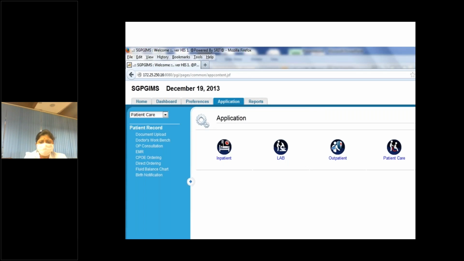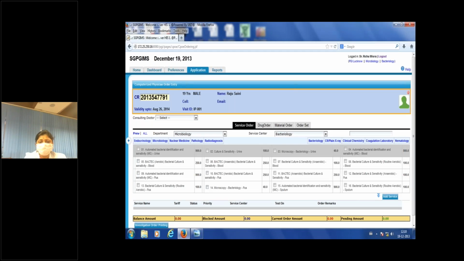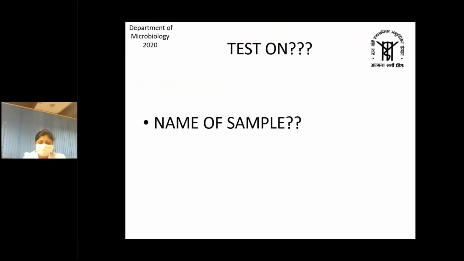As we are all, I think, familiar by now with the hospital information system, there is a window which says CPOE, that is computerized physician order entry, from where we can order various services and go to the various departments for investigation. From the drop down menu, we can select microbiology and then come to the various sections.